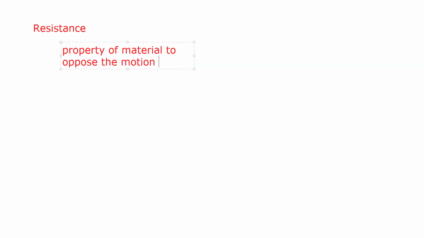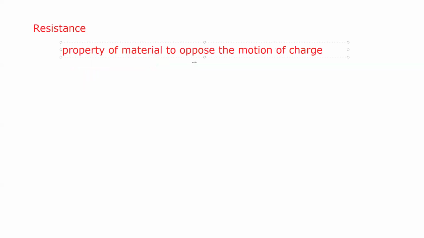So the property of an object to oppose the motion of charges through the structure, we call resistance. And if you want to find the resistance by using the electrical quantities, resistance is also a ratio between voltage and current. If we divide the voltage across the component by the current which is passing through it, we will get the value of resistance, and the unit of resistance is ohm, or you can also use omega as a symbol.